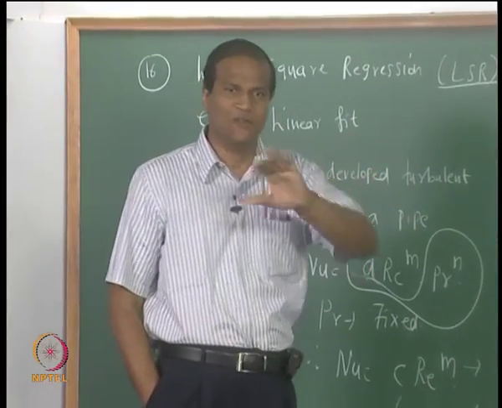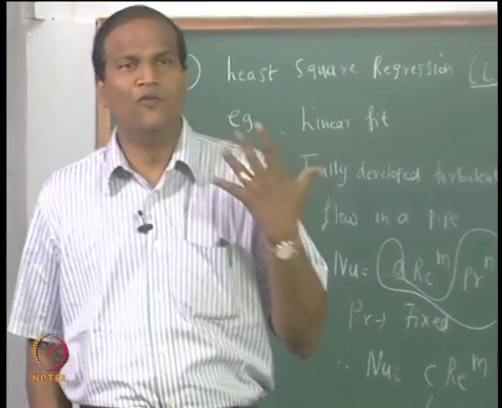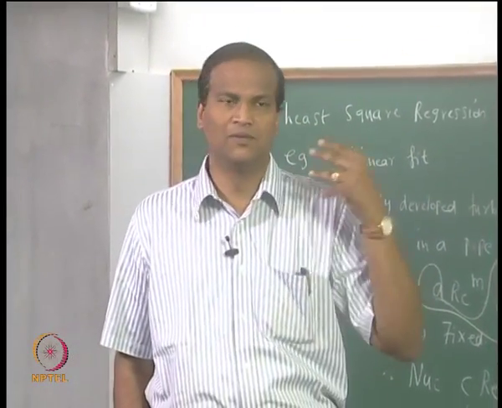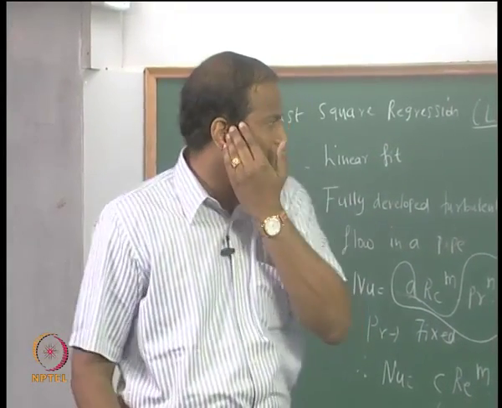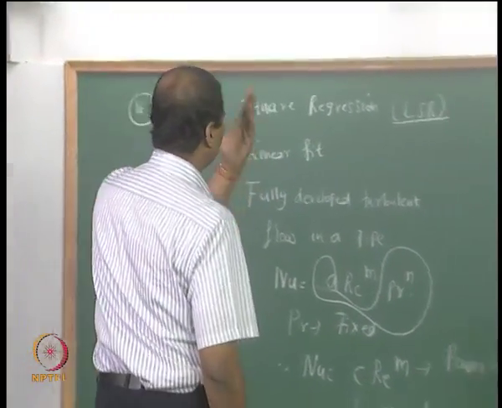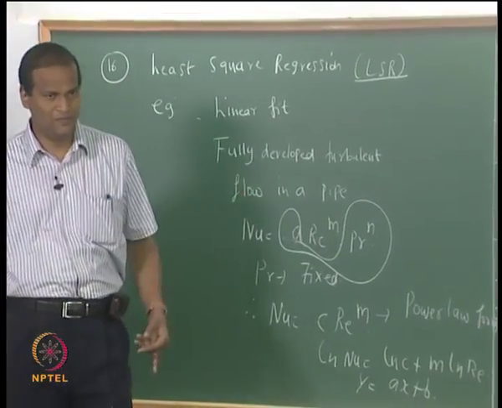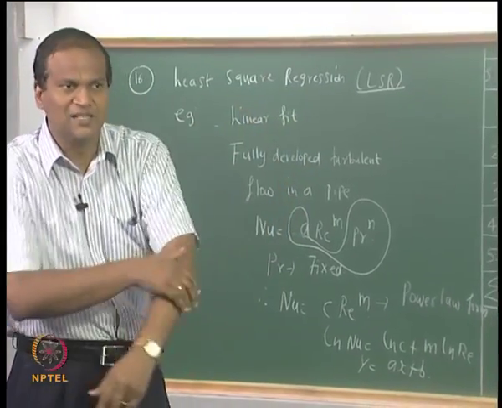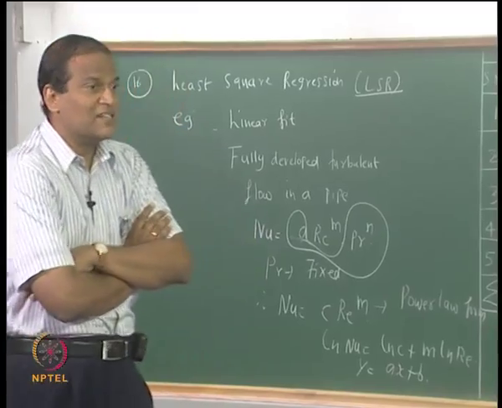Please put down your pens, and if you have completed, just listen to this. Now we did some heat transfer experiments, we varied the Reynolds number and got the Nusselt number, and we believe that the Nusselt number and the Reynolds number are related by a power law form like this, and then we went ahead and did a least square regression, and finally we got some values.